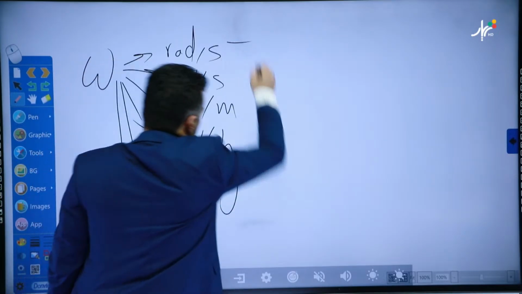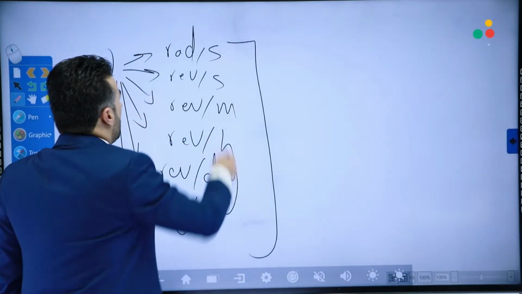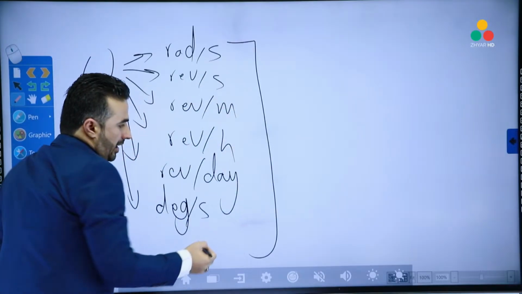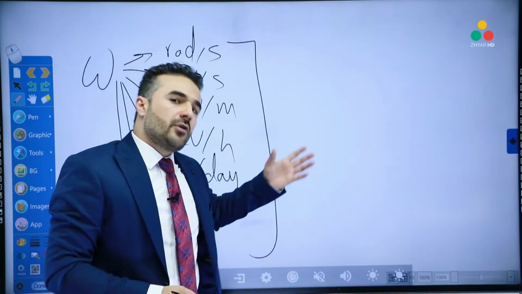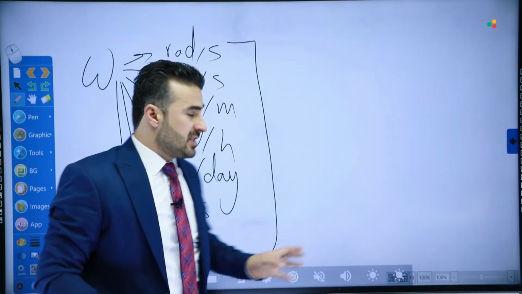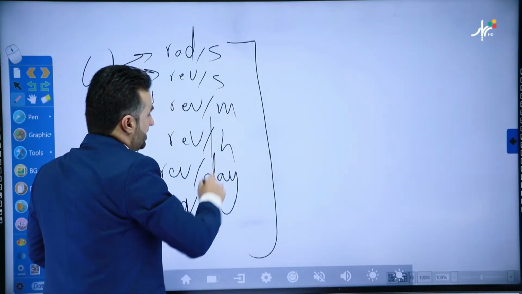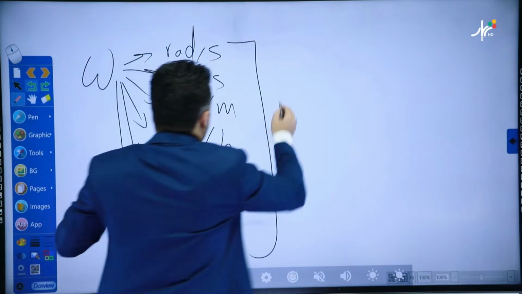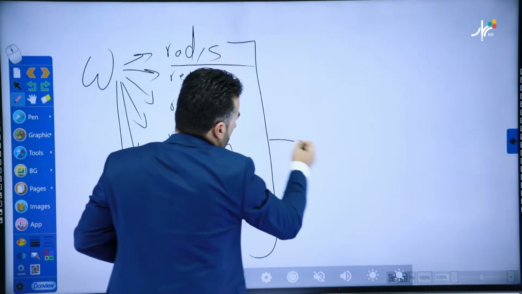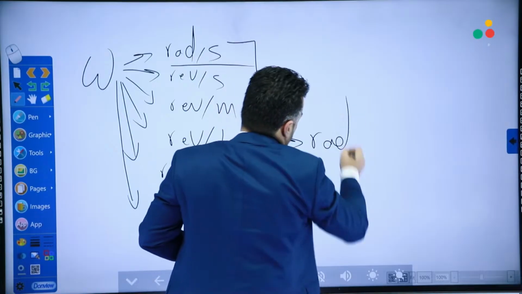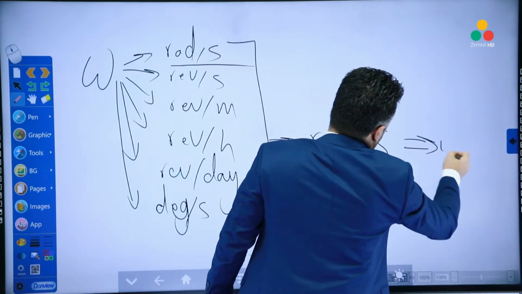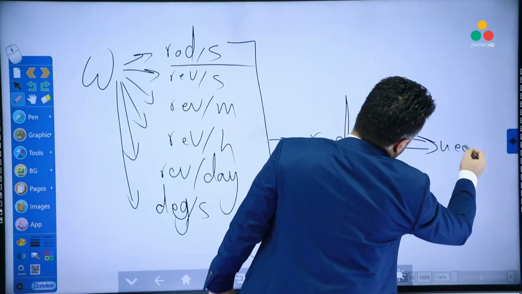But remember this, we cannot use angular speed regardless of the unit. If these are given in equations, you have to convert them to radian per second, then you can use them. Otherwise, you cannot use these directly. If these are given in anything except radian per second, you have to convert them to radian per second. Then, of course, you can use them in questions.